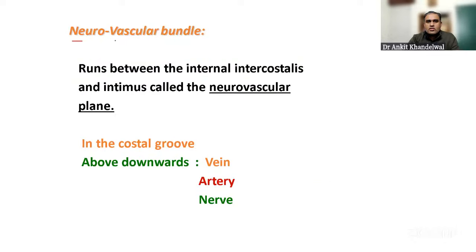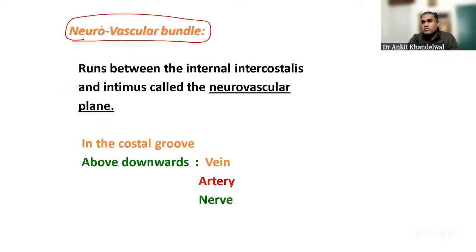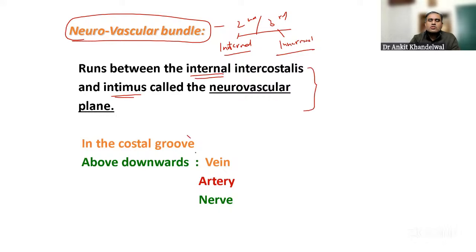So what about the neurovascular bundle? Where was the neurovascular bundle? It is everywhere over here: the nerve supply and the vessels. They run between the second and the third layer. What was the second layer? Internal intercostalis, and the third layer was innermost intercostalis. So they run between the internal and the intimus or the innermost layer.